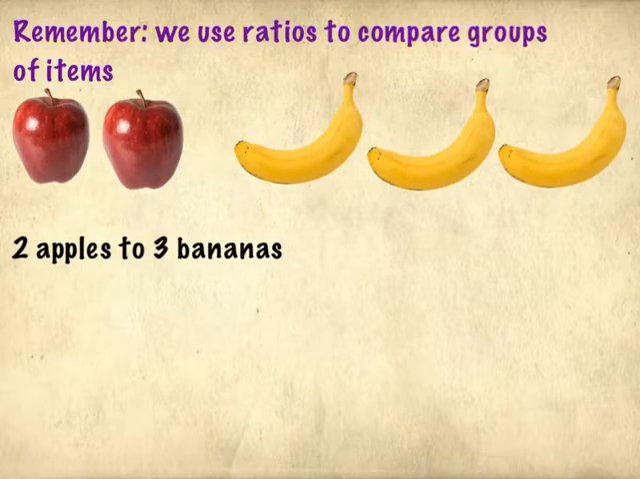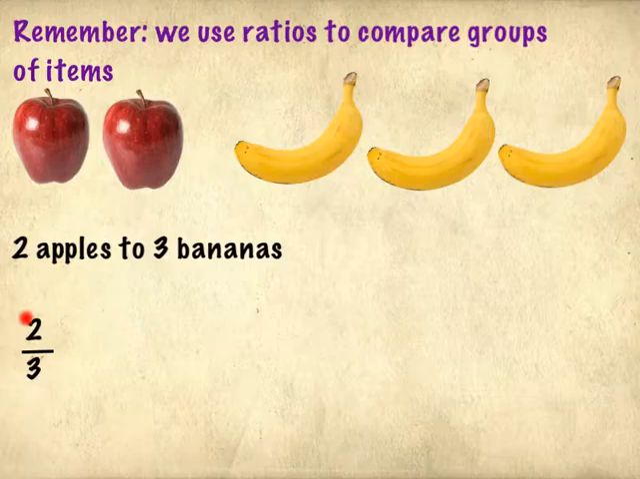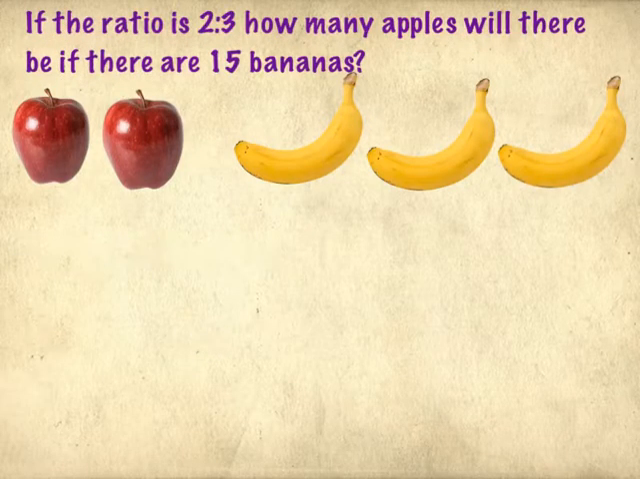We have here, for every time I have 2 apples, I have 3 bananas. And I can write that 3 different ways. I can write it in words, 2 apples to 3 bananas. I can write it as a fraction, 2 out of 3. Or I can write it as a ratio, 2 to 3.